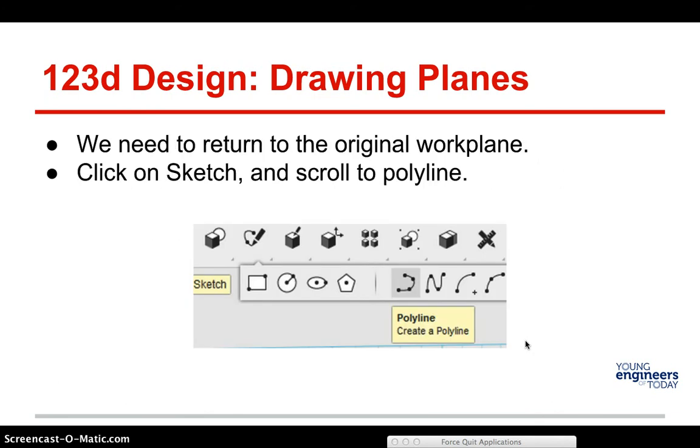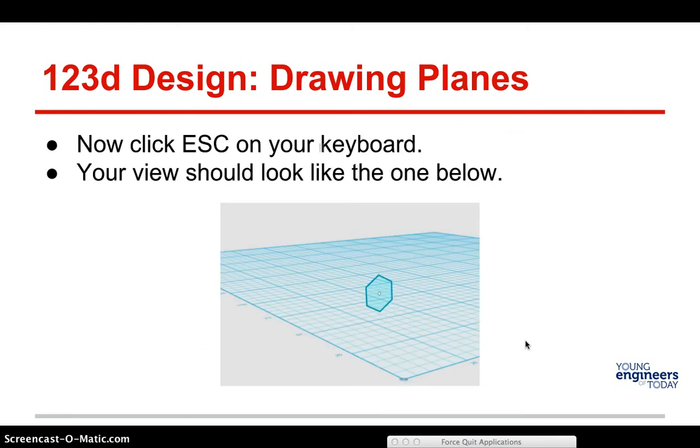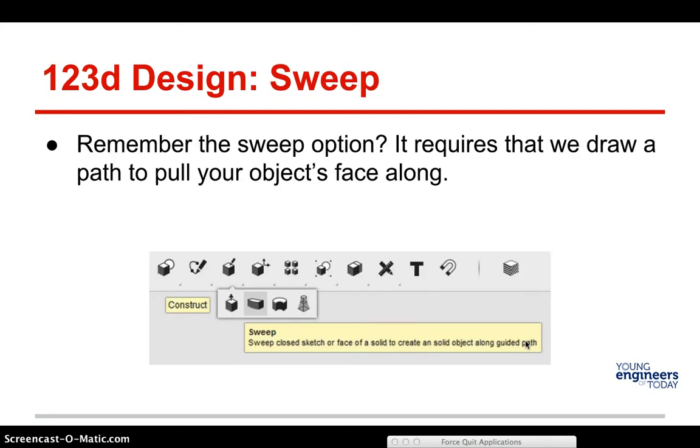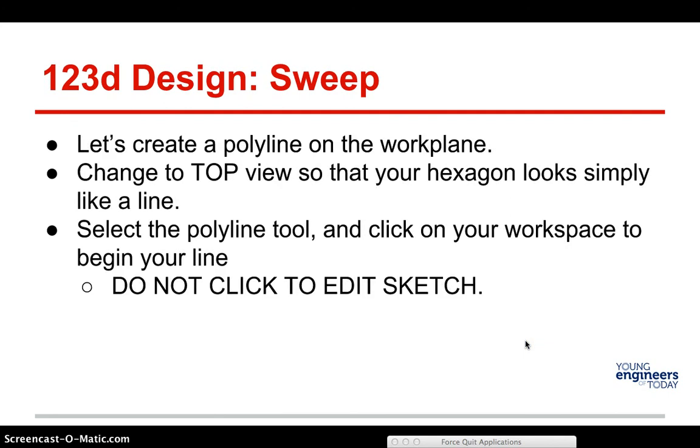All right, what we're going to be doing is using the polyline next under Sketch. And what we want to do is change the view here, because we want to use the sweep tool with this. To do this, let's create a polyline on the work plane. We want to change our view so we're looking straight down on it, so a top view. And it looks simply like a line, because you're directly looking down on it. Select the polyline tool and click on your workspace to begin.